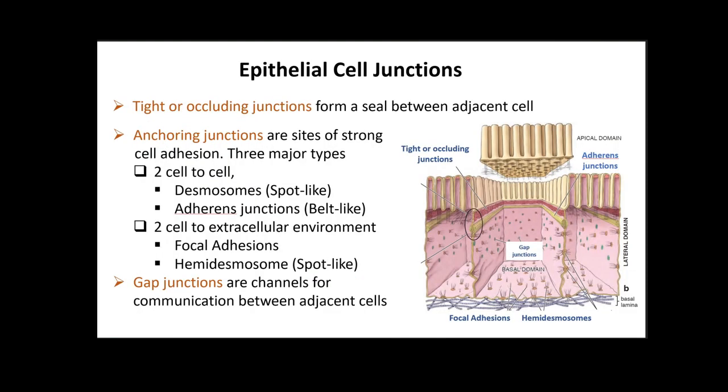We classify the types of epithelial junctions into three main categories. The first one is called tight or occluding junctions. The second group, which includes multiple types of junctions, is called anchoring junctions. These are cell to cell or cell to extracellular environment or basement membrane. The third group is called gap junctions. Although the name says junction, it doesn't actually function as an adherent junction, but rather just for communication, as we will see.